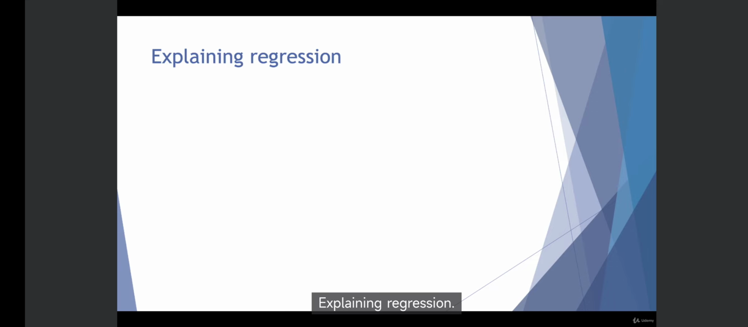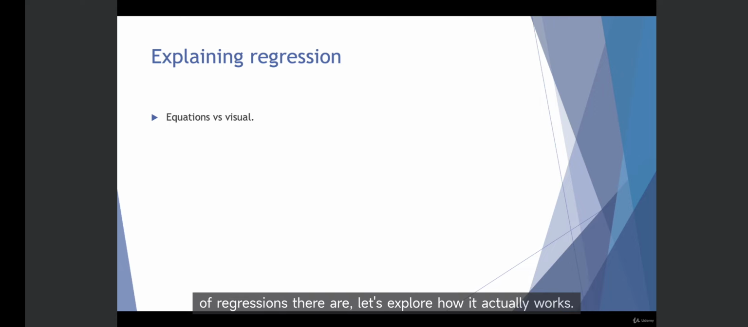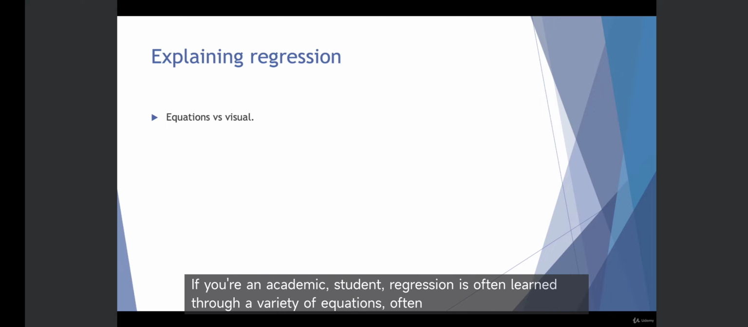Explaining regression. Now that we have some basic understanding of the concepts behind regression analysis, and also what type of regressions there are, let's explore how it actually works. If you're an academic student, regression is often learned through a variety of equations, often matrix type equations that have a lot of x's and y's and e's and u's in them. They serve their purpose, but you don't actually need to understand them to learn how regression works. Using visual aids can achieve the same effect, and this is something we'll focus on in this course.